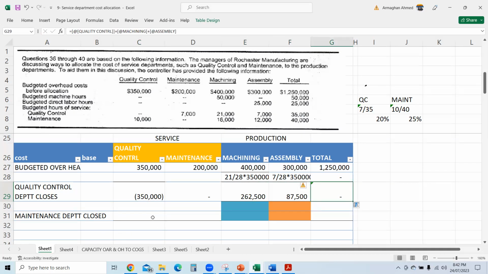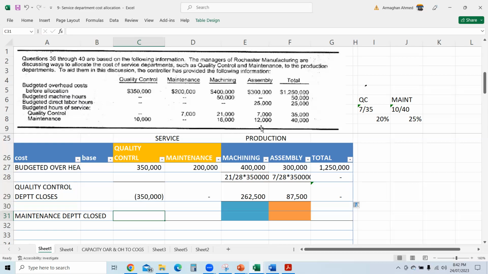Now let's close the maintenance department. How much is the cost of maintenance? 200,000. How much service is maintenance providing to the production departments? Machining 18 and assembly 12. It is providing to quality control as well, but we are looking only at production. So the total will be 18 and 12, which is 30.